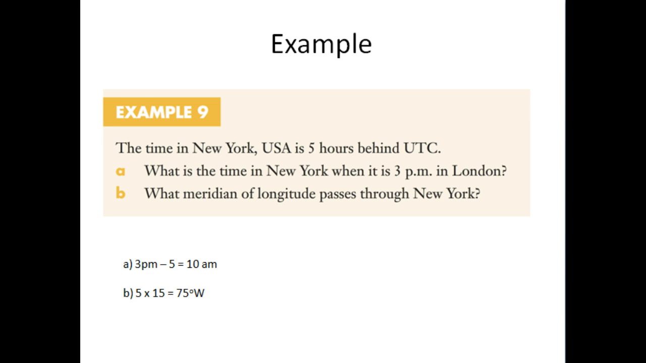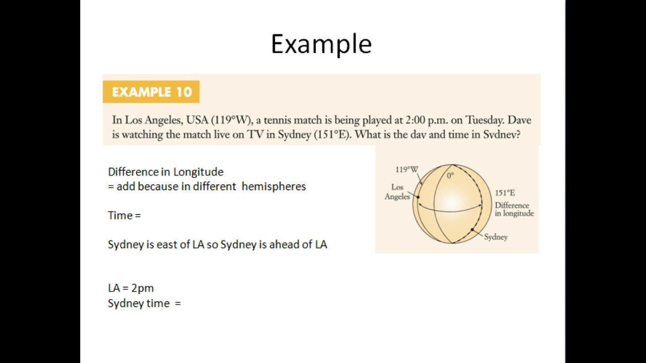Let's get on to some more complicated questions. In LA, USA, which is 119 degrees west, a tennis match is being played at 2 p.m. on Tuesday. Dave is watching the match live on TV in Sydney at 151 degrees east. What day and time is it in Sydney? I've got a little diagram here just to help you visualise it. We've got LA over here at 119 degrees west, and Sydney over here at 151 degrees east.